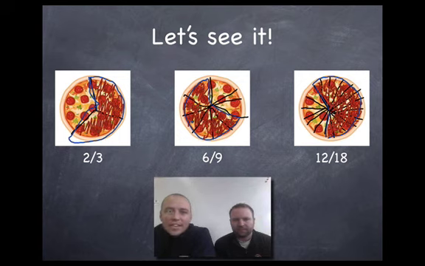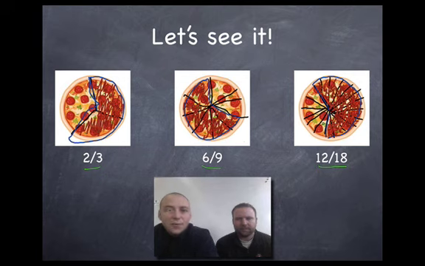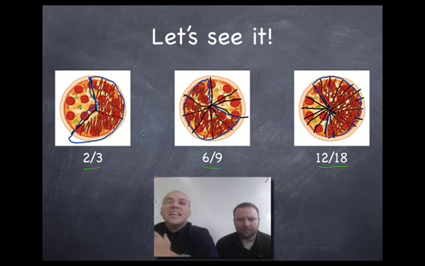Look at this. Look at these shapes. They're almost the same. And as a matter of fact, these fractions right here, 2/3, 6/9, and 12/18 are equivalent. If you got to eat 12/18 of a pizza, 6/9 of a pizza, or 2/3 of a pizza, you're getting the same amount of pizza.